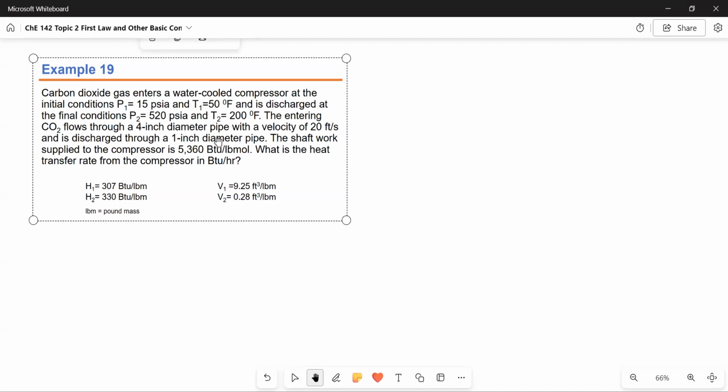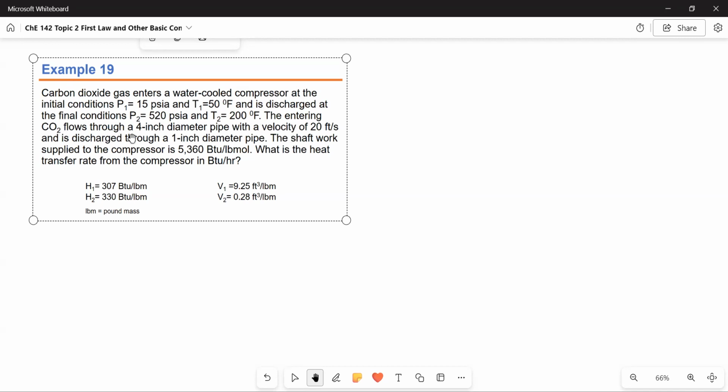Okay, for example 19, this is a compressor problem. Carbon dioxide enters a water-cooled compressor at the initial conditions, 15 psi and 50 degrees Celsius, and is discharged at final conditions, 520 psi, 200 degrees Fahrenheit. So we are using British units.